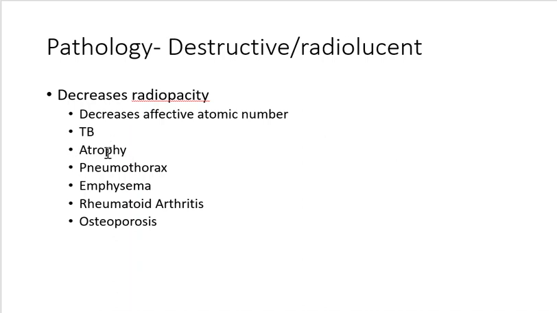Atrophy. Atrophy goes back to what I was talking about before with hyperplasia and hypoplasia. Atrophy is a result of hypoplasia. So sometimes you'll see atrophy in patients who are paralytics.